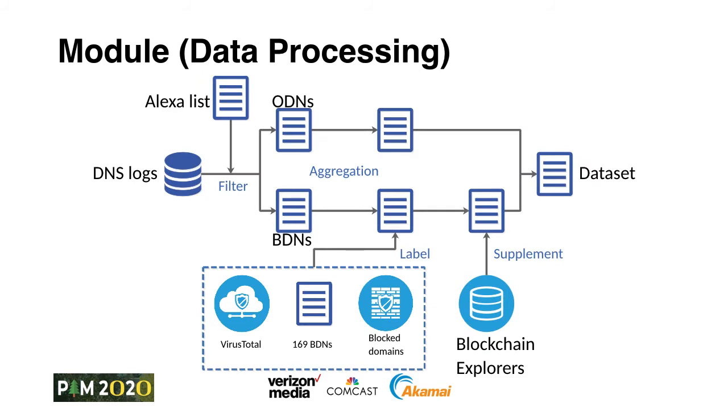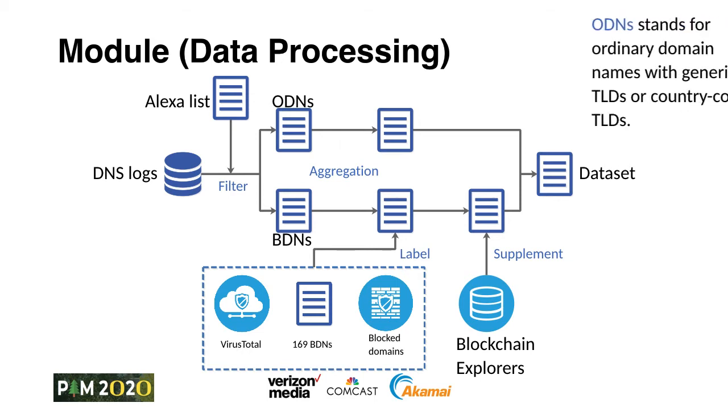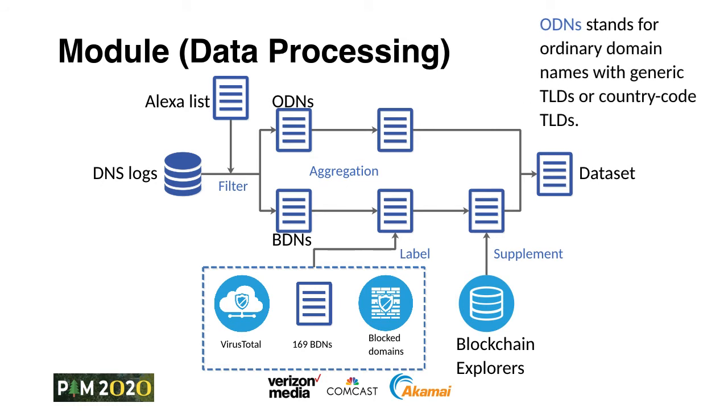In the data processing module, the system leveraged AlexaList to filter the collected DNS logs. After that, the raw data are split into ordinary domain data and blockchain domain data. ODN here stands for ordinary domain names with generic TLDs or country code TLDs. Then Leopard aggregates both of them.